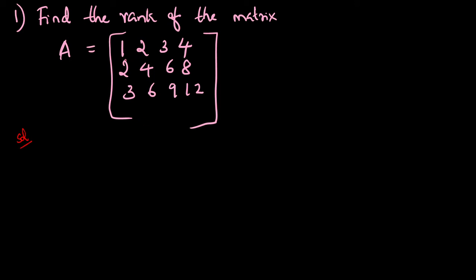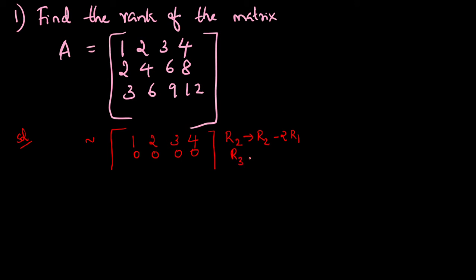Here the first element of the first row is already given as 1. Therefore, we can write the first row as it is. Now, next step is to make all the elements below this one to zeros. For that, we can use the row transformations. R2 gives R2 minus 2 R1. And the second row becomes zeros.